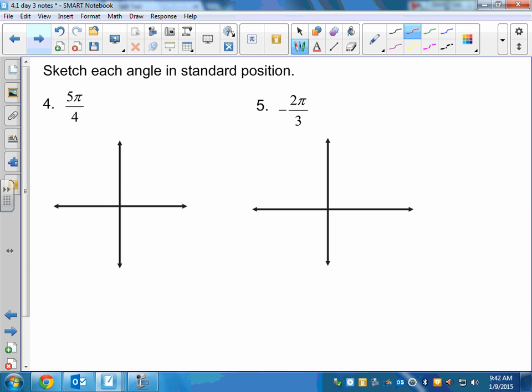So when I look at 5 pi over 4, step 1, think about what quadrant that's going to be in. 5 over 4, is that bigger than pi or smaller than pi? You already got it. What did you say? Quadrant 3, do you agree with that? Because this is like 1 and 1/4. Everybody with me on that?